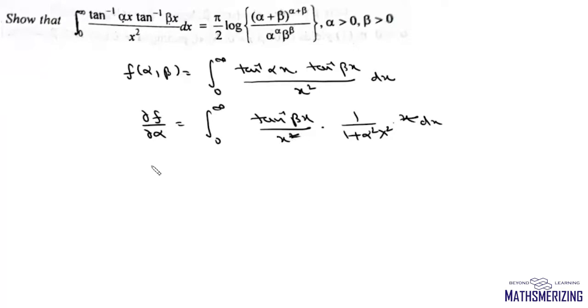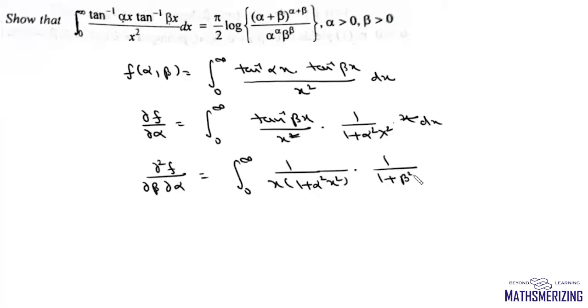So what we'll do is we'll partially differentiate this function, but now with respect to beta. So we'll write del square f upon del beta del alpha, and it'll be this integral from 0 to infinity. Now here will be 1 upon x into 1 plus alpha square x square into, now derivative of tan inverse beta x will be 1 upon 1 plus beta square x square into x dx. Now here x and x will cancel. So we have this integral.